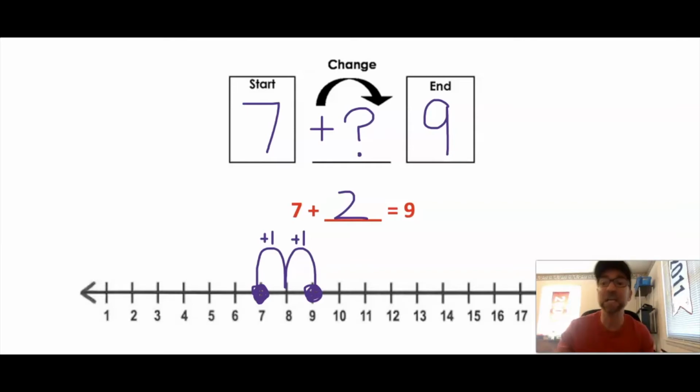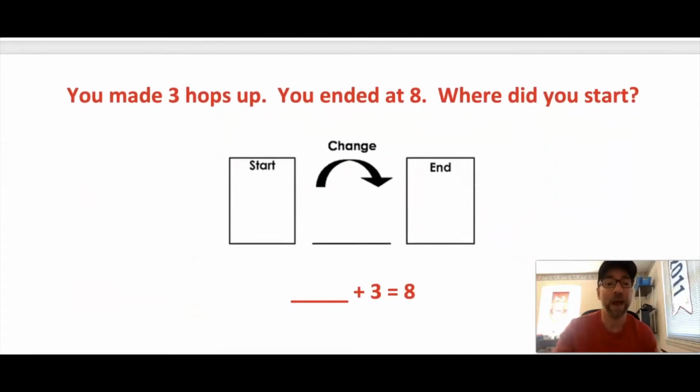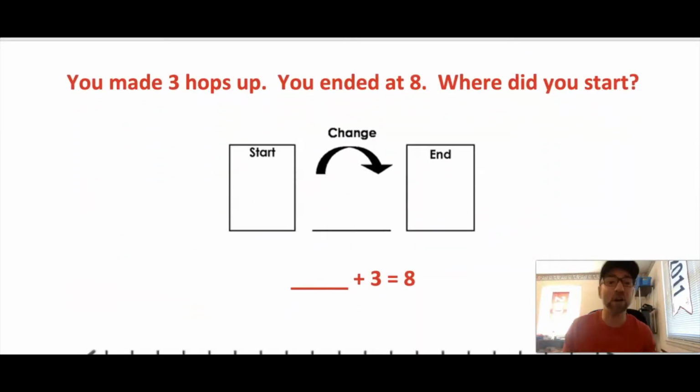Awesome job. Go ahead and clear your sheet protector, because here's another one that we can practice. Now this one is also different. Our unknown is going to be in a different box. Let's see. You made 3 hops up. You ended at 8. Where did you start? Oh, where did you start is our question mark. We don't know where we started. So let's put a question mark in our start box.